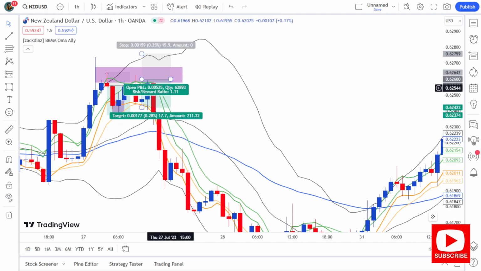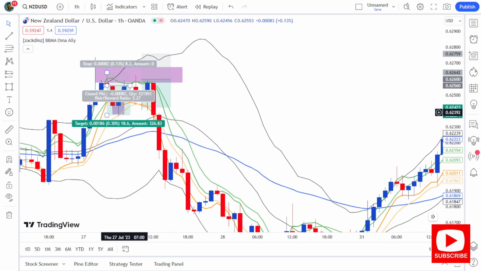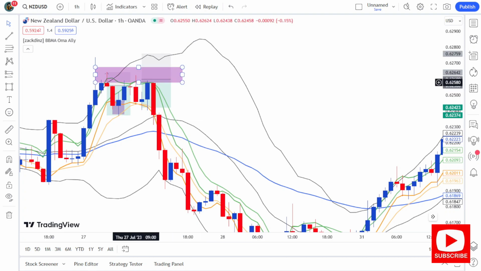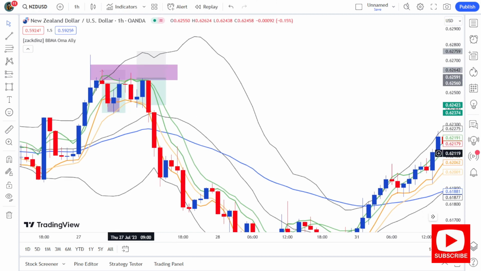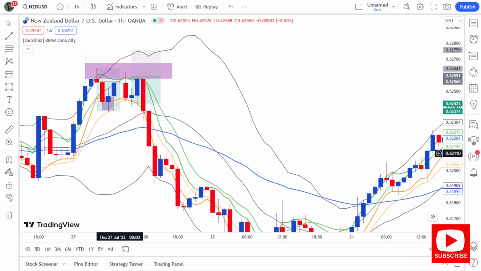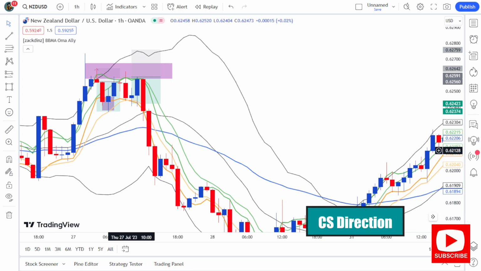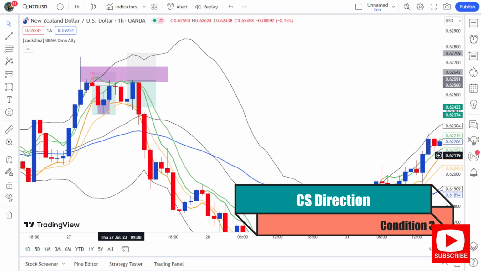Now when MHV occurs, there are retracements that must happen. Like right here, MHV occurred, went down, price retraced back. That is where we enter our trade. Now the next condition that is likely to happen is the CSK direction. That is the CS direction, candlestick direction.